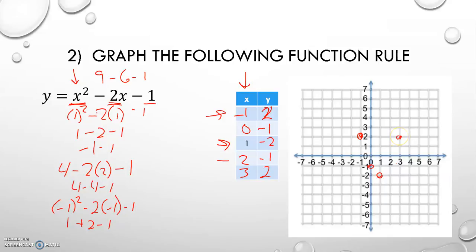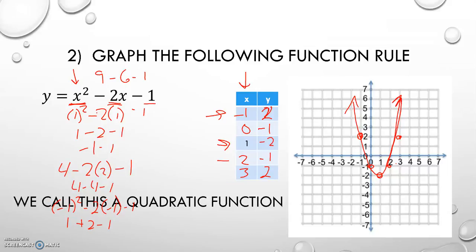So if we plotted more points, you might be able to see this a little bit better. But we are going to have a shape, a graph that looks something like that. I should have hit this point a little bit better here. But that is what's called a parabola. And that is what we get whenever we have what is called a quadratic function.